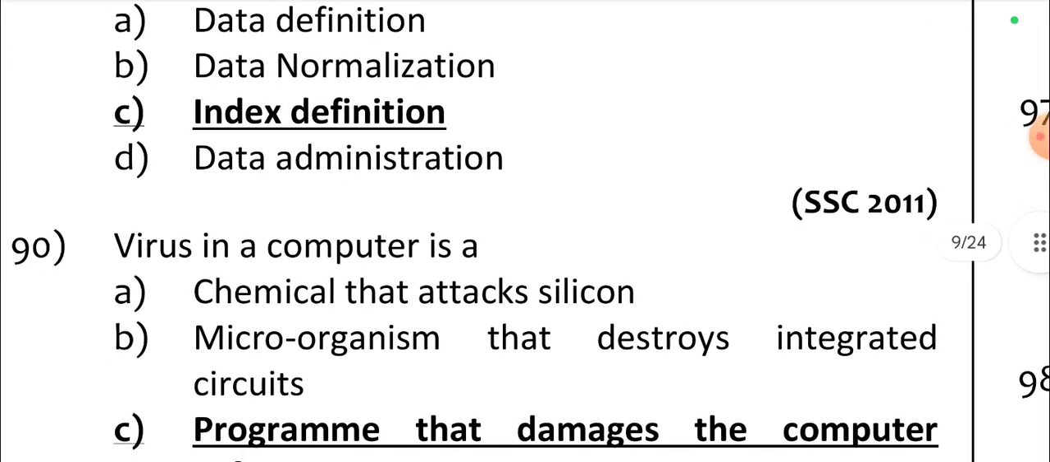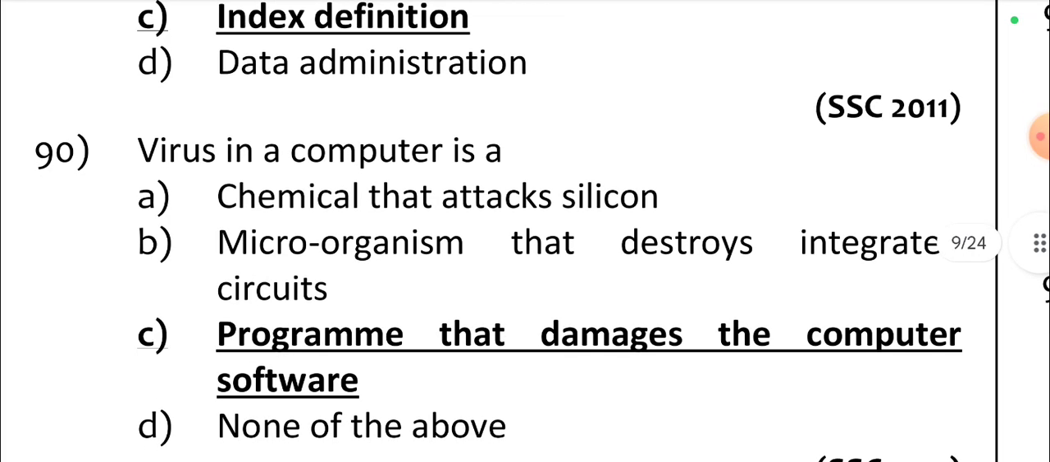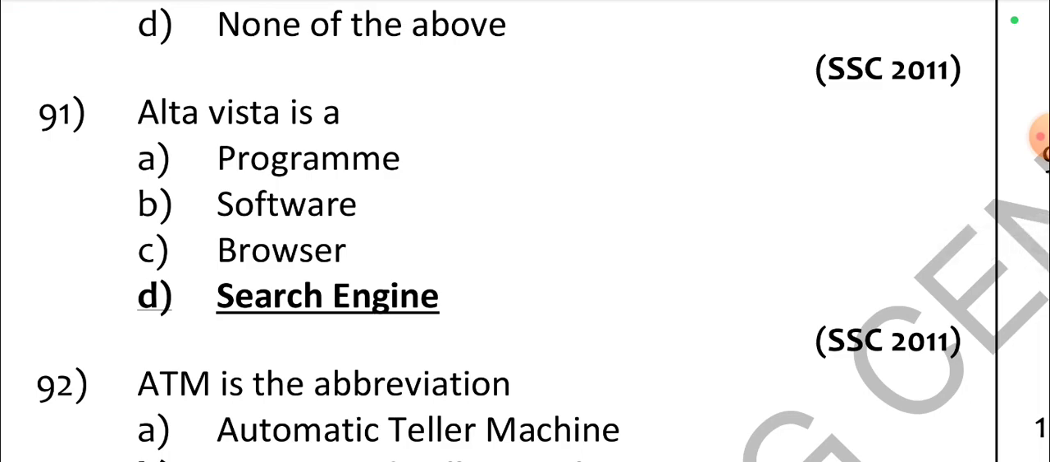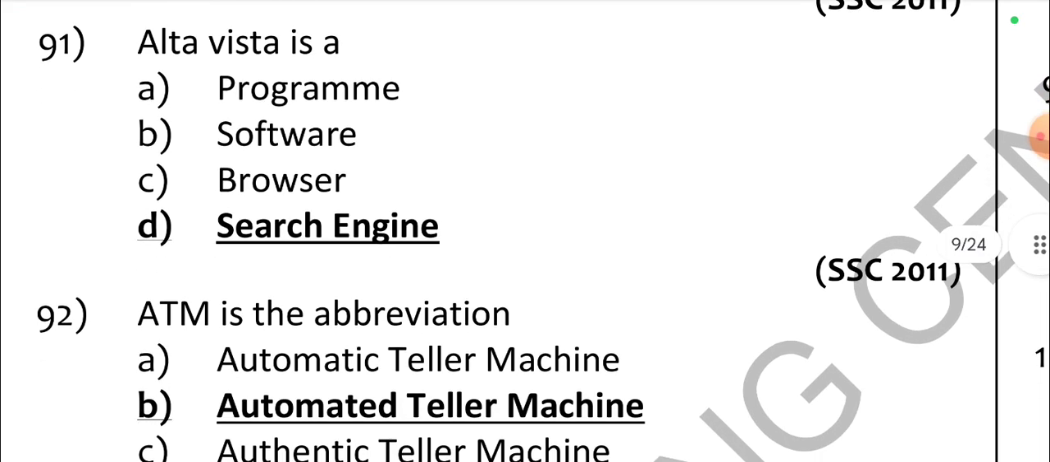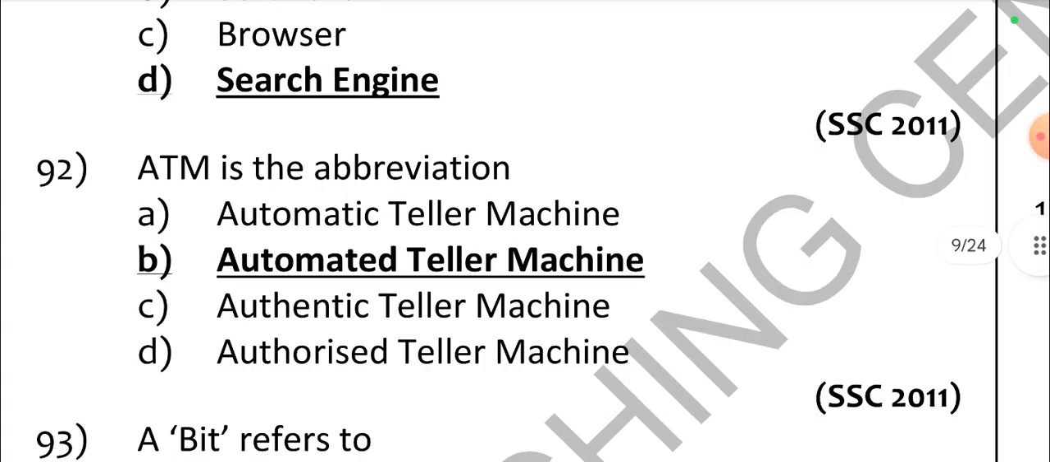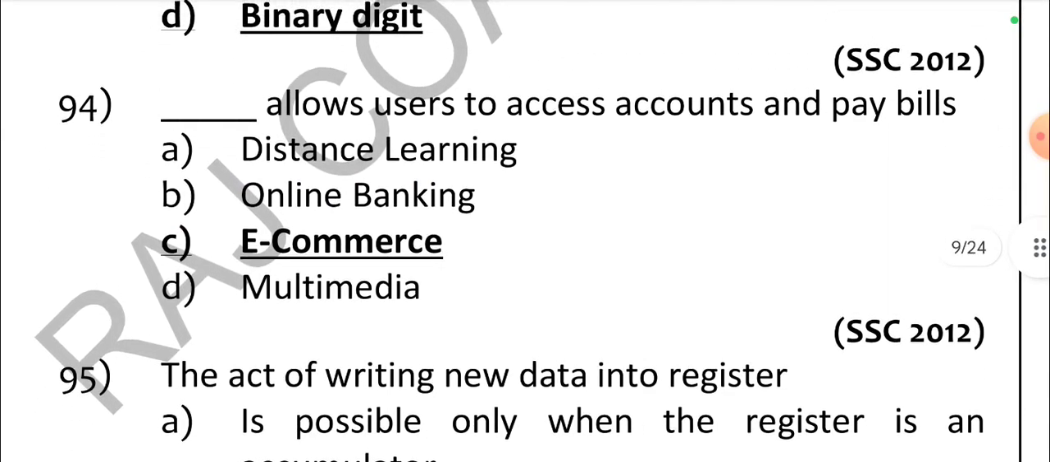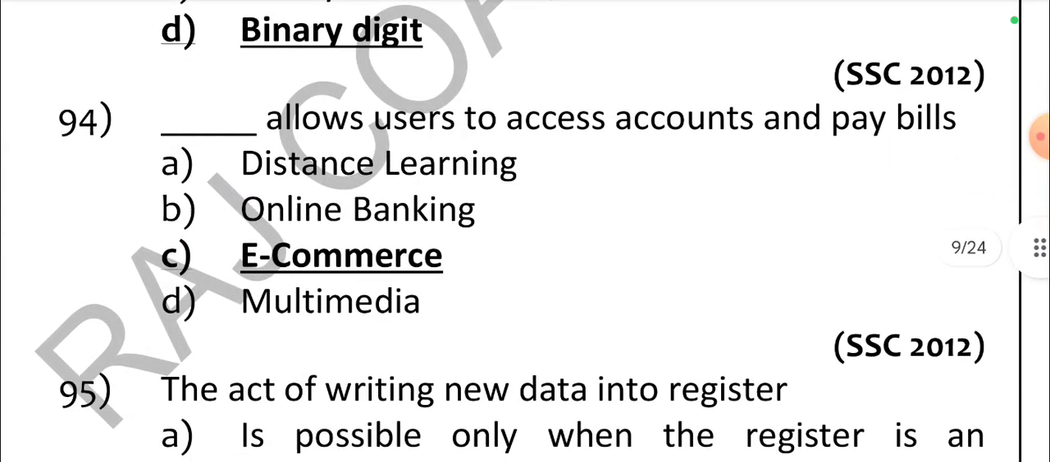Definition. Virus in a computer is a program that damages the computer software. Alta Vista is a search engine. ATM means automated teller machine. A bit refers to binary digit. Dash allows users to access accounts and pay bills. E-commerce.